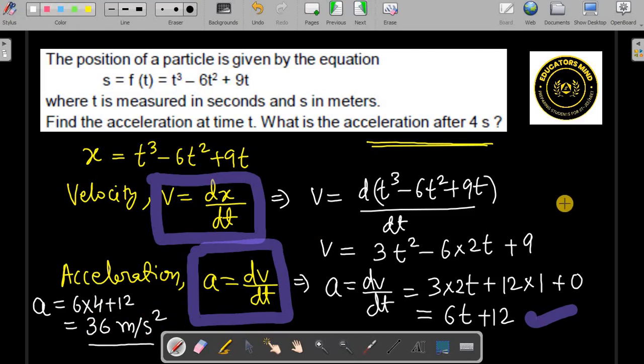Okay, this is how we can calculate acceleration. If they ask for a velocity calculation at a particular time, then we can use this and substitute the time here. So like that we can do calculations. Okay, next question.